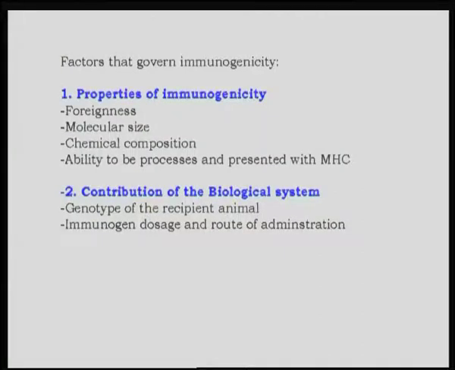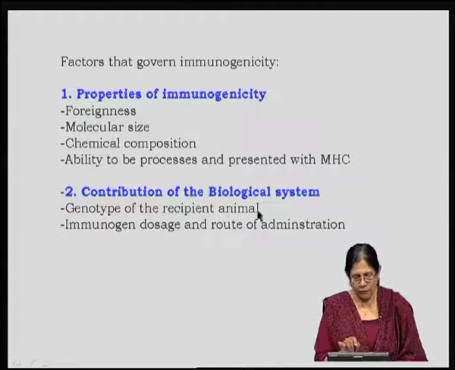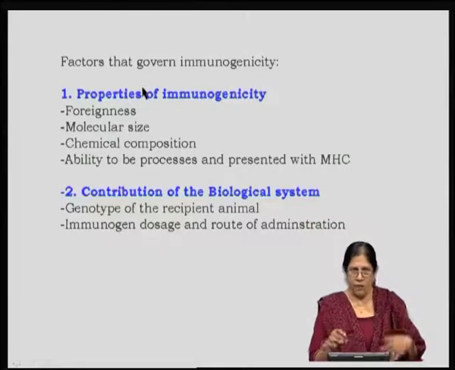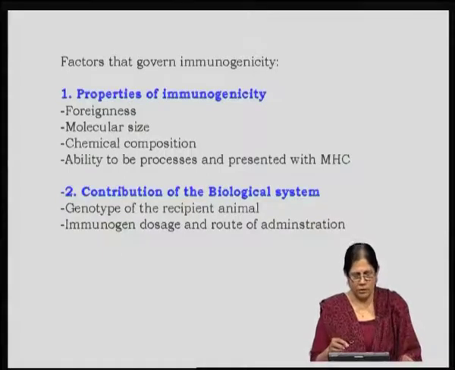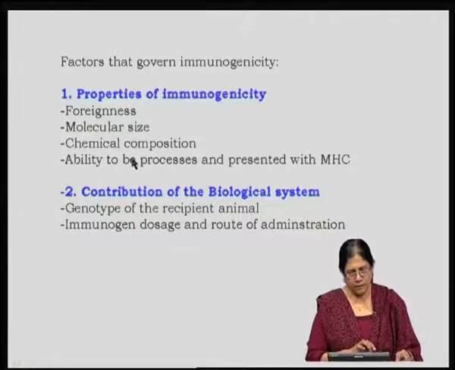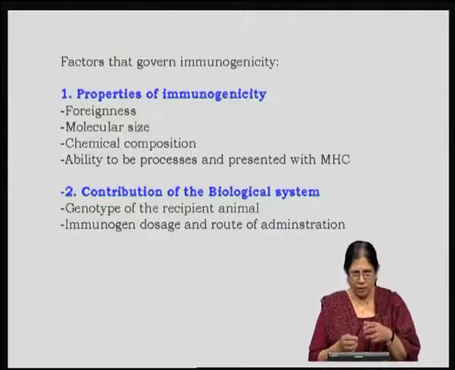Of course, there are a large number of factors that would be governing immunogenicity. Let us first talk about immunogenicity. There are those that would be the properties of the molecule itself, and the second would be the contribution of the biological system, that means the host. Properties of immunogenicity with respect to the molecule would mean what kind of a structure does it have, how foreign is it. So, based on that there are at least 4 different properties that confer immunogenicity and which regulate the level of immunogenicity.